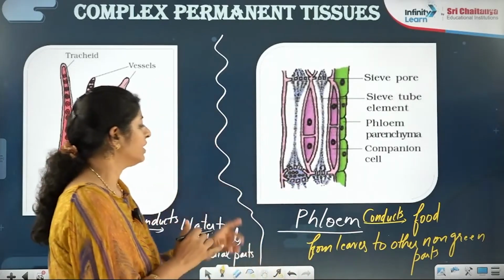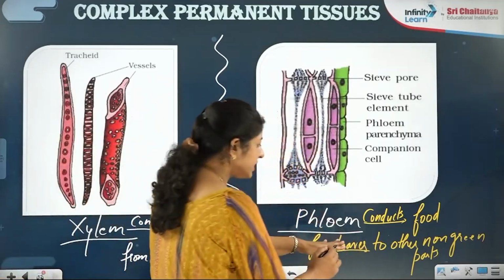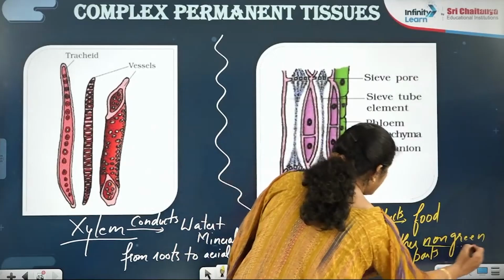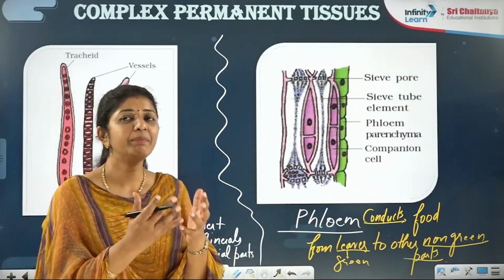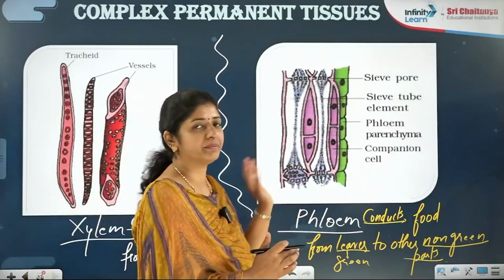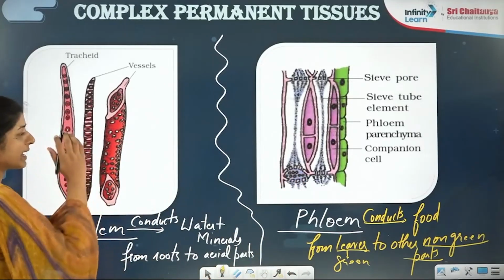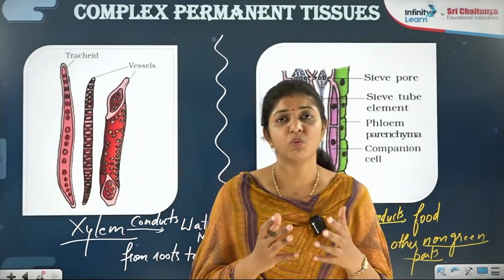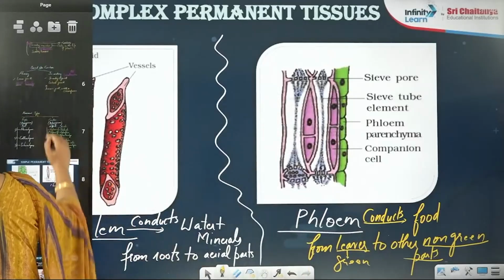So do remember, usually from the leaves, which is the green part, to which part? Non-green parts of the plant. Which pipeline is helping in that? Phloem. And in the water case with the minerals, the xylem. Are you getting that? So that is the complex tissue now. Why complex? Earlier even I said it to you through this slide. Have a look at that.